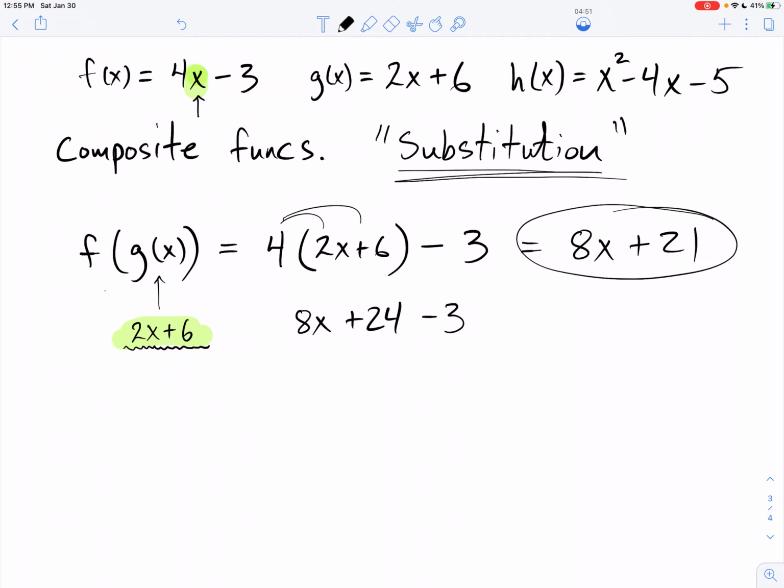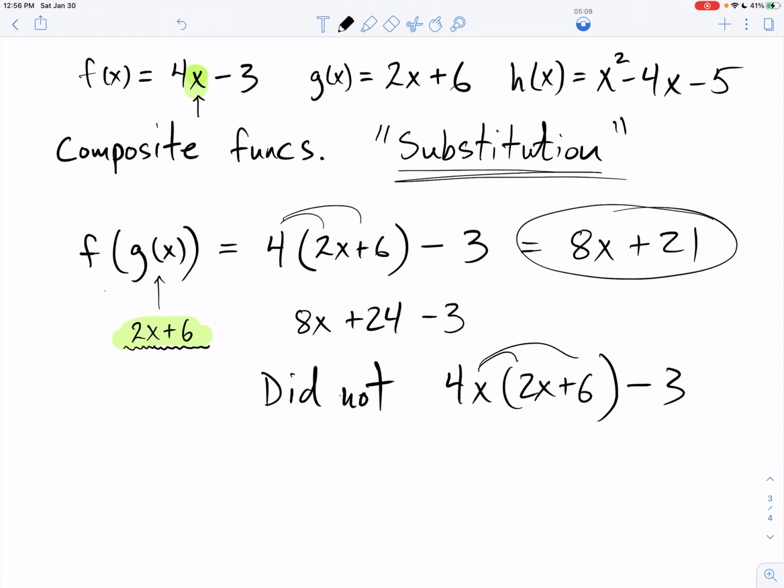Now notice, I did not put it next to the x. I did not do this, because this is a big mistake. Some people go, oh, I just put it right next to the x. Well, no, that would mean I'm multiplying by 4x. I'm not. I replace that thing with this. Okay? There's a big difference. So be very careful. You're substituting it in. You're completely replacing the other variable with the other function.